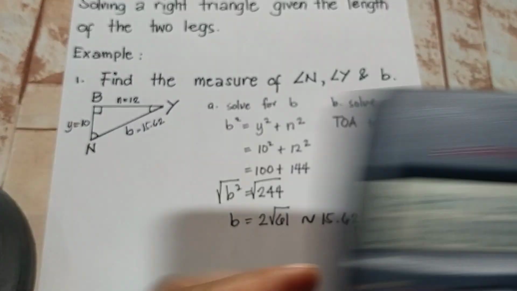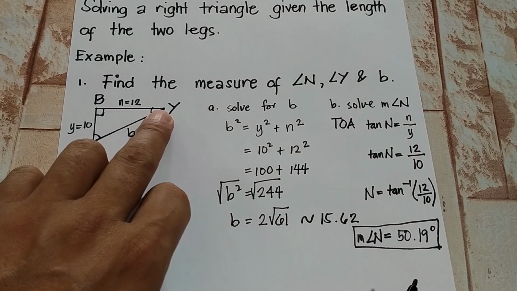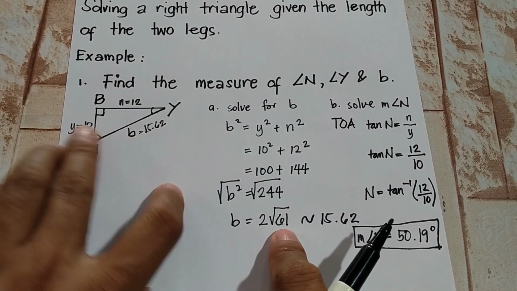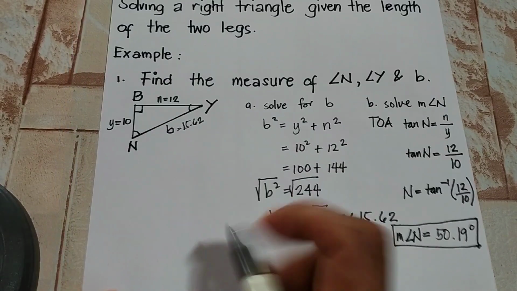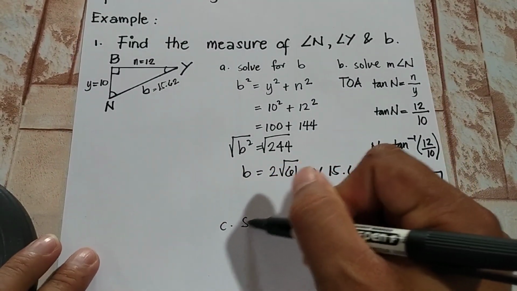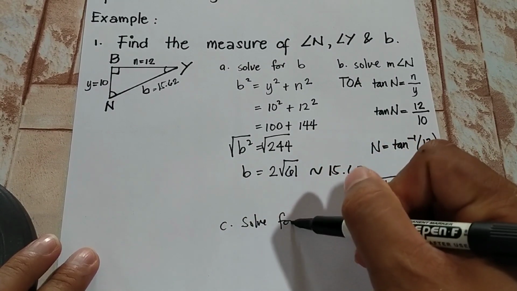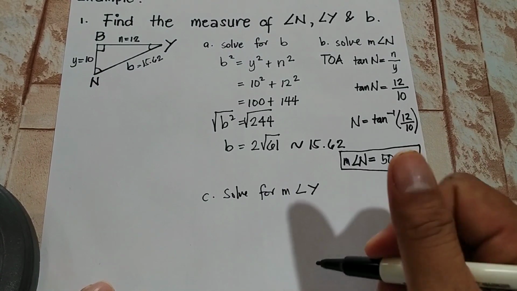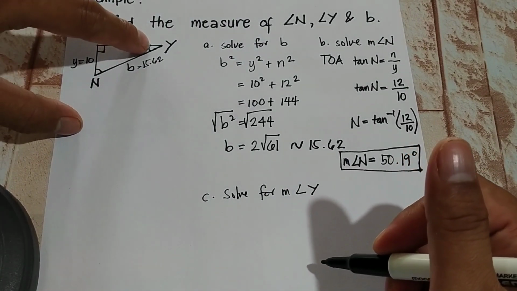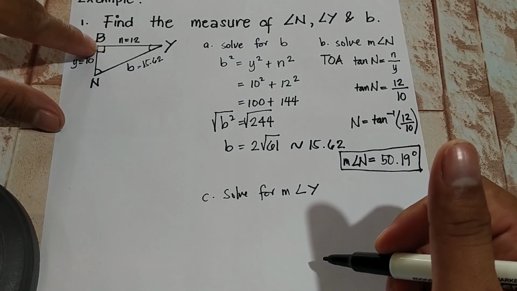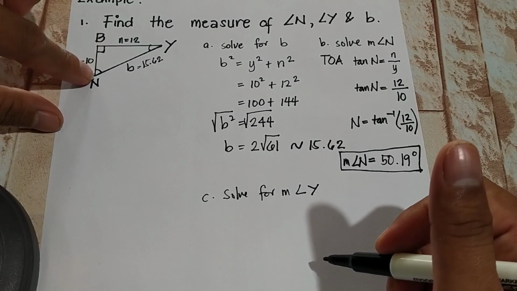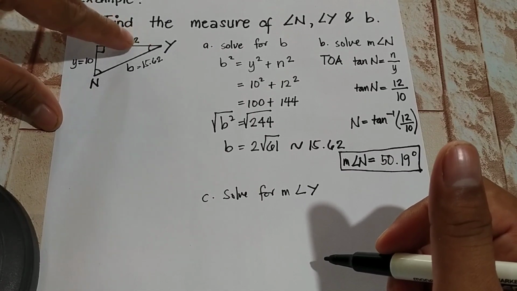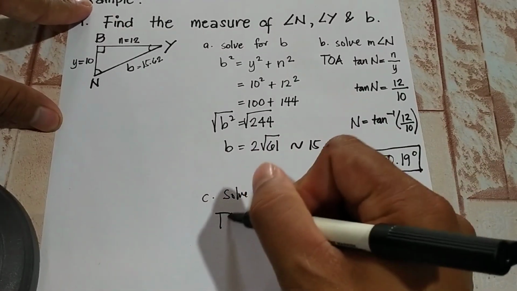Let's move on to the measure of angle Y. Do not make use of what you have solved. Instead, make use of what is given. So solve for the measure of angle Y. Take note, here is the angle, and how do we call side Y? That is opposite. And side N is going to be our adjacent side. So therefore, we still make use of TOA.